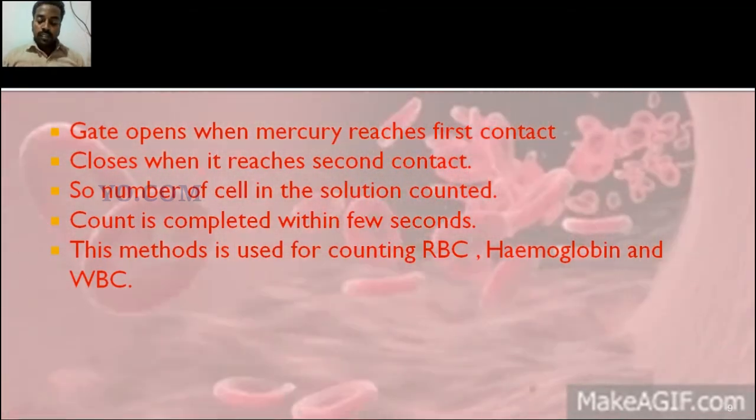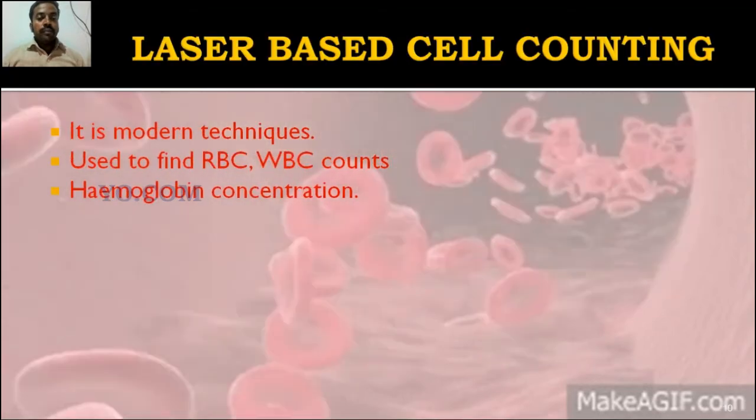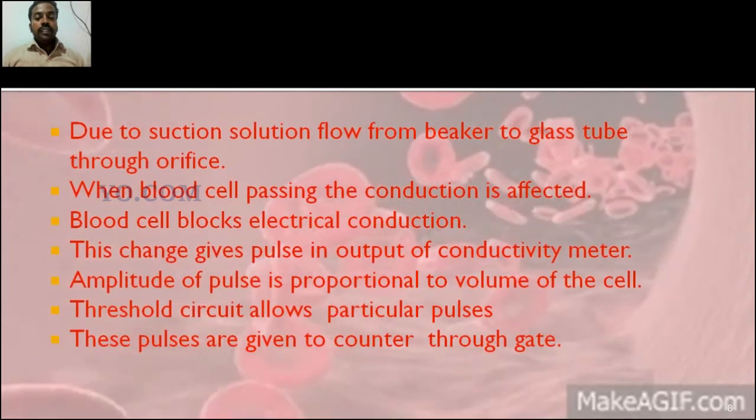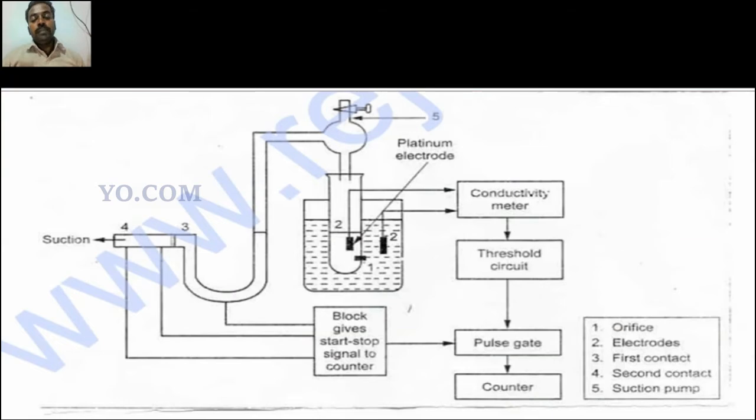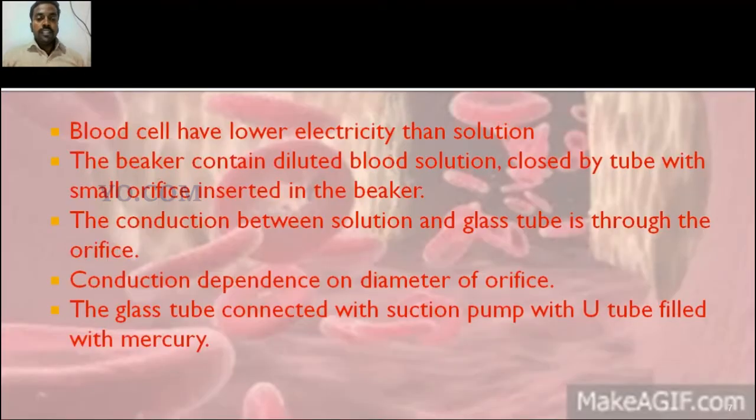So this is the conductivity method, a very important method. 98% of automated blood cell counters use this method. Next we are going to see the laser based cell counter.